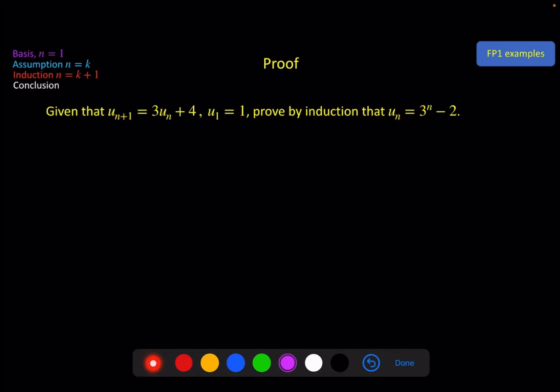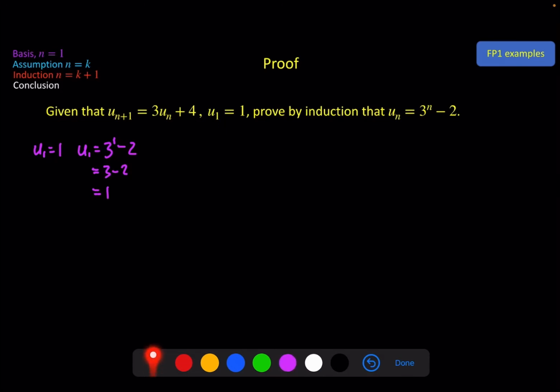First, we need to prove that it will work when n equals 1. So that's u_1, which we've been given is 1. We need to prove that this is still true in the nth term. So with the nth term, that would be 3^1 - 2, which is 3 - 2, which is 1. So that's fine.